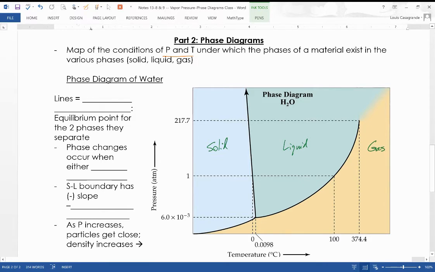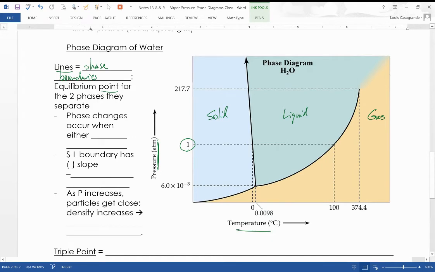The lines that you see on here are called phase boundaries. These phase boundaries separate two phases, and they are the equilibrium points for the two phases they separate. So here's our 1 atmosphere line. By the way, on the y-axis we have pressure. These are not linear scales. They've been compressed to show the whole phase diagram. And on the x-axis we have temperature. So we're looking at increasing temperature as we move to the right at 1 atmosphere.